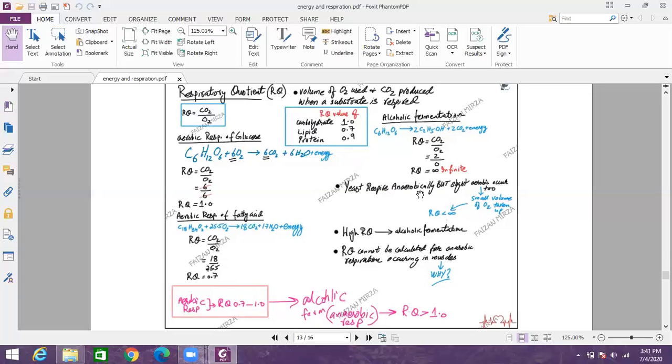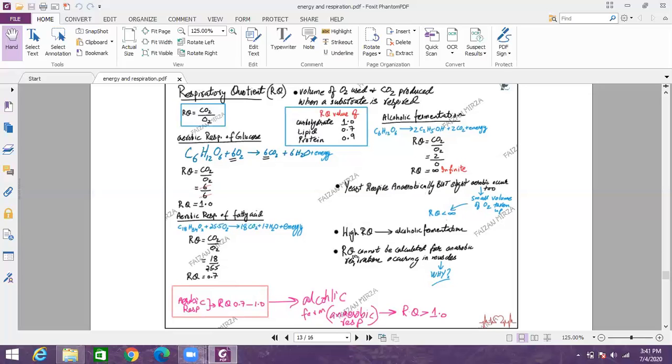Yeast respire anaerobically, but slightly aerobic respiration occurs too, so a small volume of oxygen is taken up as well. So for yeast, the RQ value is less than infinity, which means not a very large value. It is less than infinity, but it will be greater than 1.0, because 1.0 means carbohydrate is being respired. Greater than 1.0 means anaerobic respiration is occurring through alcoholic fermentation. So whenever you have an RQ value higher than 1.0, it simply means alcoholic fermentation is occurring, or you can say anaerobic respiration through alcoholic fermentation, and never the lactate pathway.